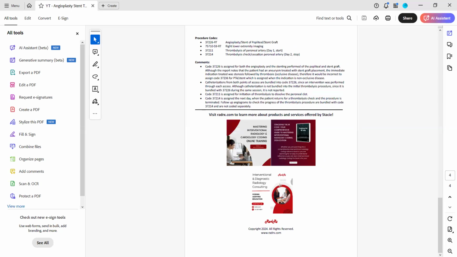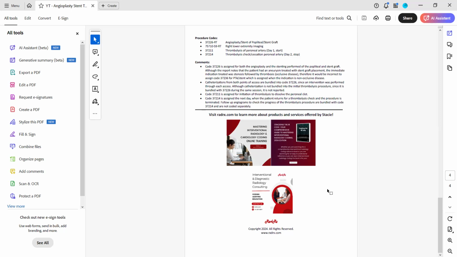So those are the codes for this case. So just a quick review. We have 37226 for angioplasty and stenting of the popliteal stent graft. We have 75710 for our right lower extremity imaging. We have 37211 for our day 1 thrombolysis. We have 37214 for our day 2 thrombolysis. And then I've also summarized for you some key points about the coding.